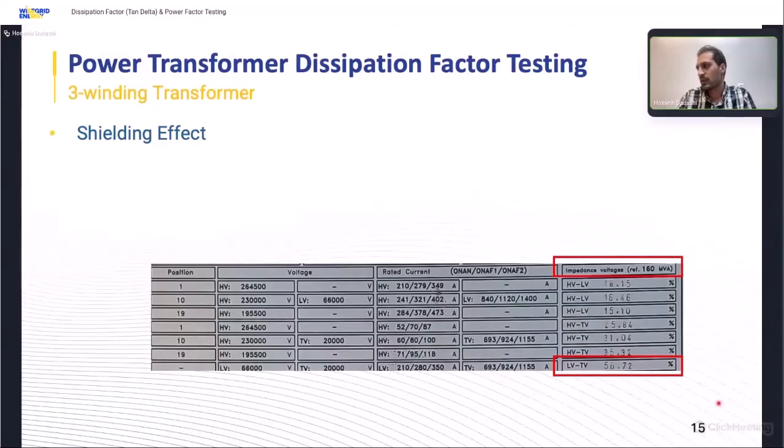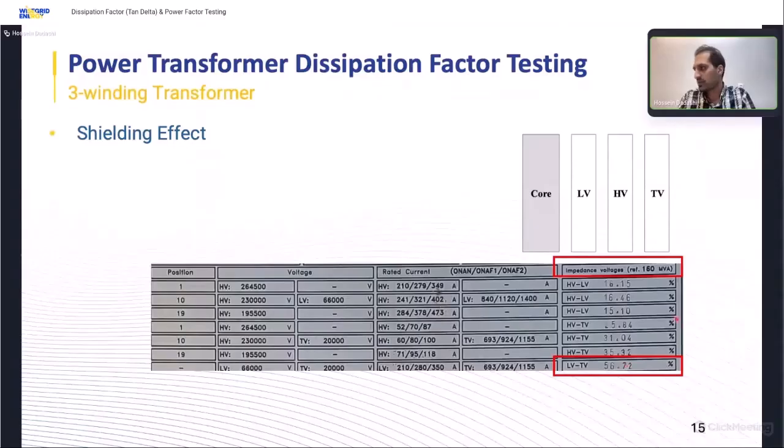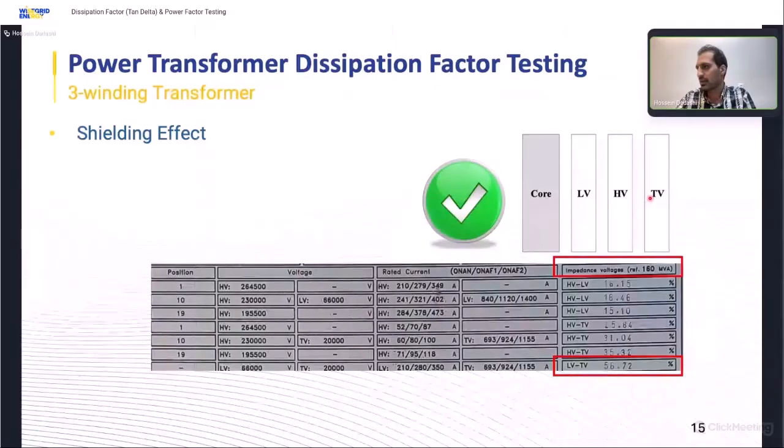For example, here we have for HV to LV 16.15% at tap number 1, for HV to TV, we have 25.84%, and finally for LV to TV, we have 56.72%. It means that our LV and tertiary windings are far away from each other. So our arrangement will be like this. And if I measure capacitance between LV and tertiary winding, the value of the capacitance will be really low. So it's not necessary to evaluate this capacitance in our final assessment.